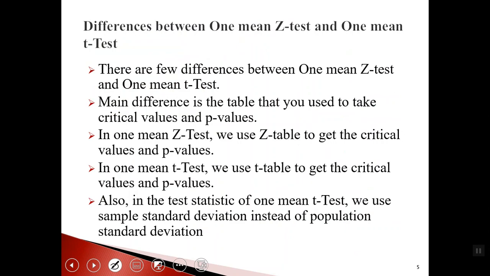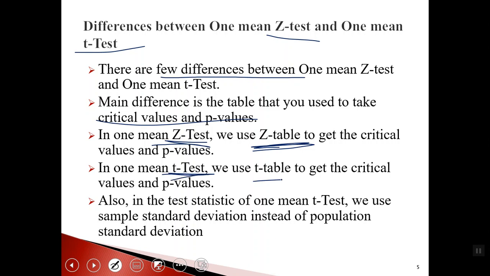Okay, let's compare these two, Z test and T test. Both are one mean tests, so I'm not going to consider that. They are pretty similar, but they have a few differences. The main difference is the table we are using to find critical values and p values. For the Z test, we use the Z table to find the critical value and p values. In the T test, we use the T table to find critical value and p value.